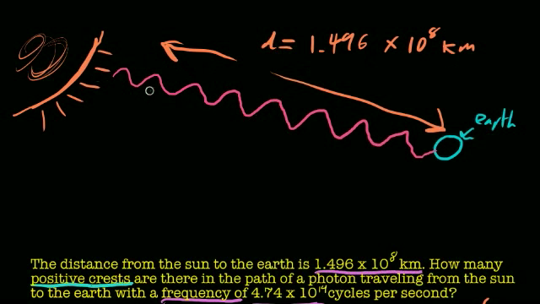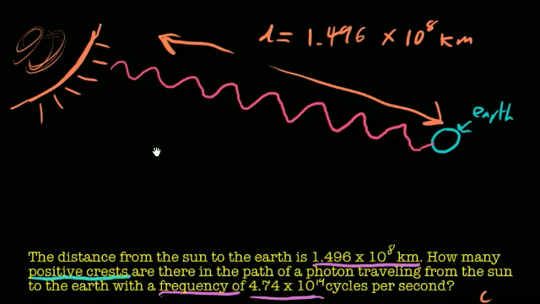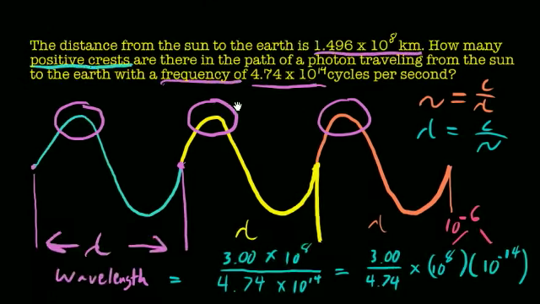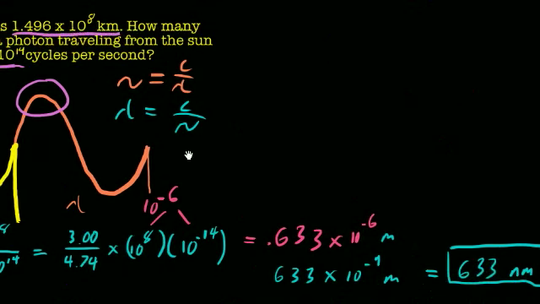So now, how would we figure out how many there are total? Well, we would divide. We would want to figure out how many of these wavelengths of 633 nanometers fit into this distance of 1.496 times 10 to the 8th kilometers. How many of these wavelength distances fit into this overall distance from the sun to the Earth?